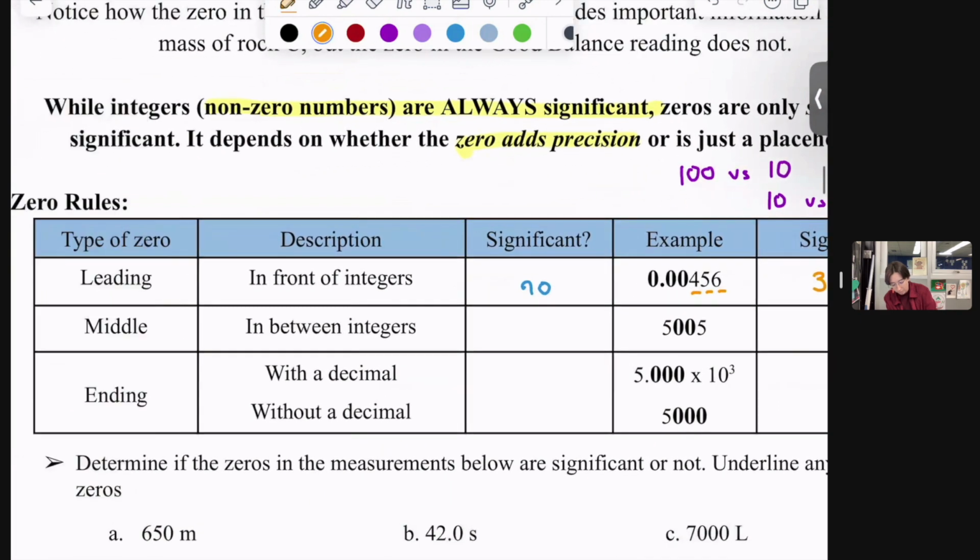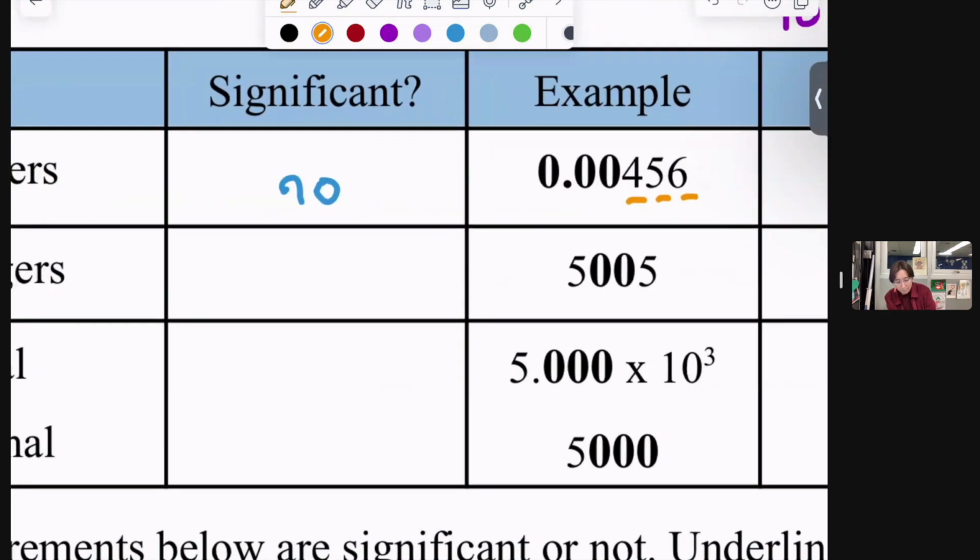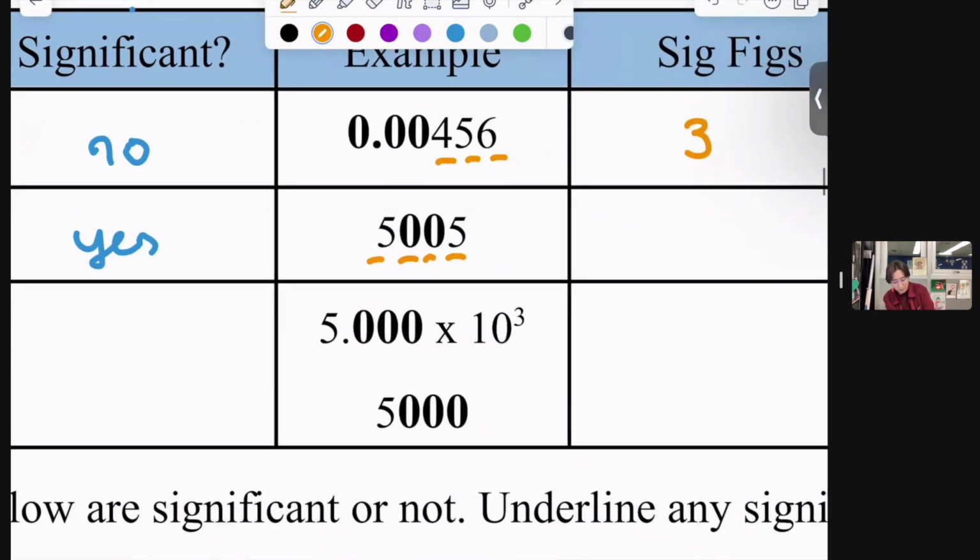Okay. Middle zeros, some people call them trapped zeros, if they're in between 2 non-zero numbers, so like these guys, these ones do count. They're a part of the number, they're trapped. If they're in between numbers, they always count. So in total, this number has 1, 2, 3, 4 significant figures.